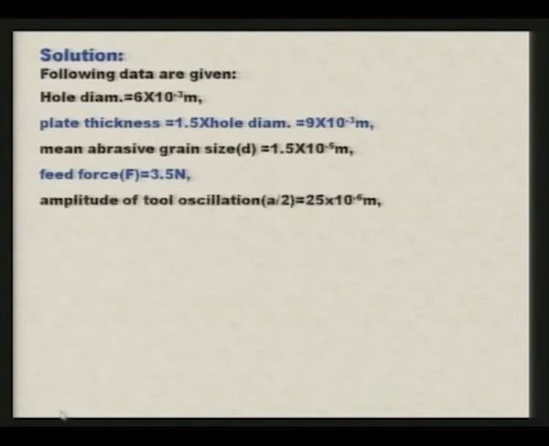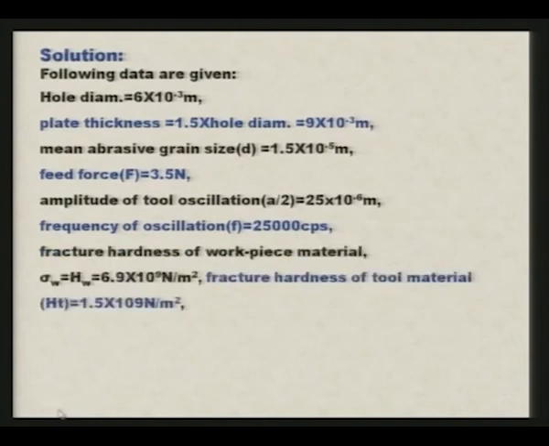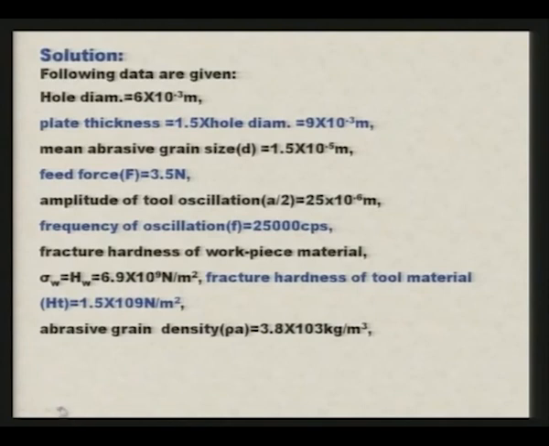Amplitude of tool oscillation is 25 into 10 raised to power minus 6 meter and frequency of oscillation is 25,000 cycles per second. Fracture hardness of the workpiece material, that is sigma W equal to H W, is 6.9 into 10 raised to power 9 Newton per meter square. Fracture hardness of the tool material, that is H T, is equal to 1.5 into 10 raised to power 9, not 109, this is 10 raised to power 9 Newton per meter square, and abrasive grain density rho A is equal to 3.8 into 10 raised to power 3 kg per meter cube.